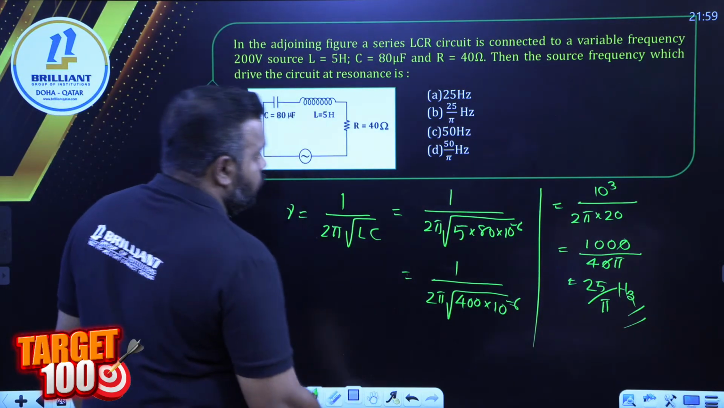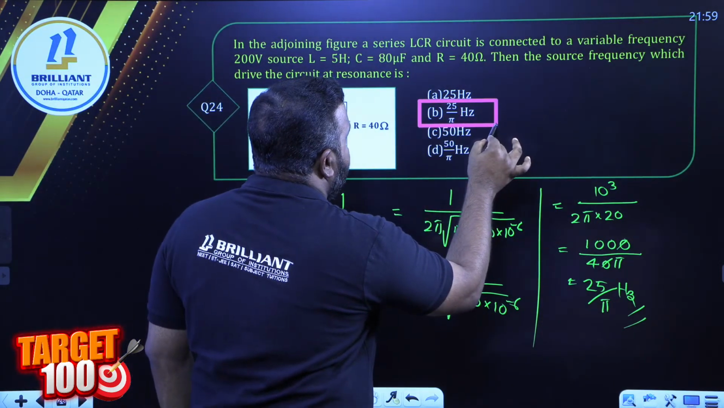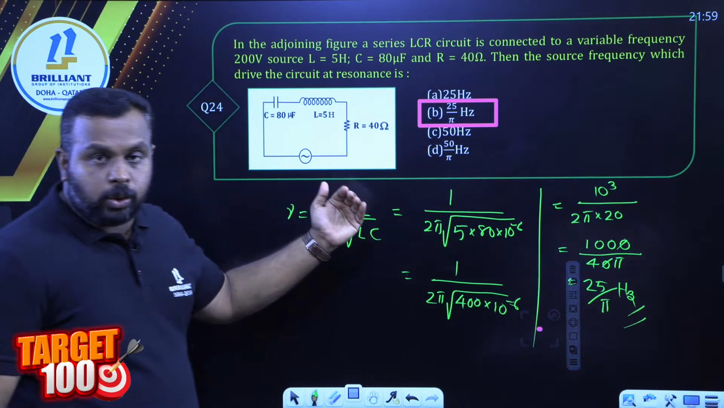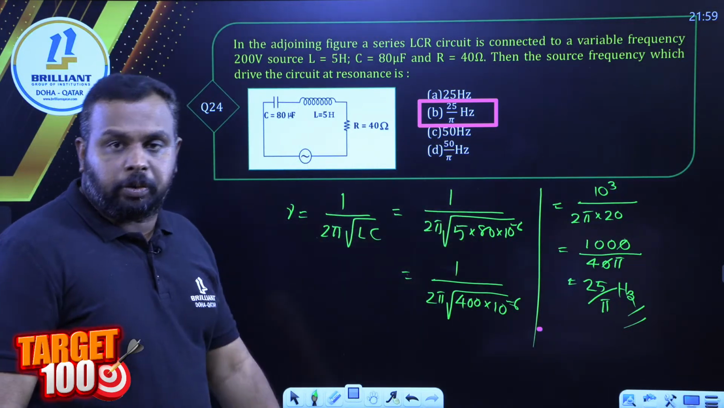It's option B. Very good. Option B, 25 by pi. Easy question. We are just directly finding resonance frequency.